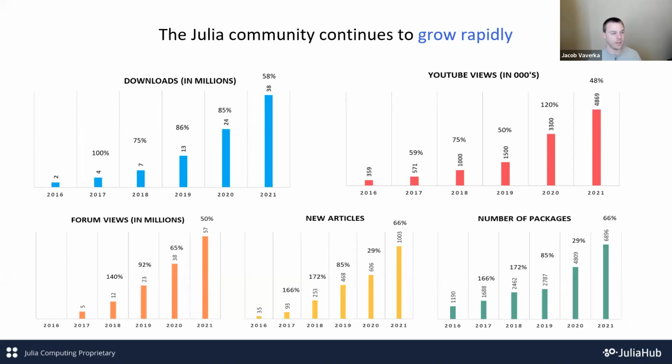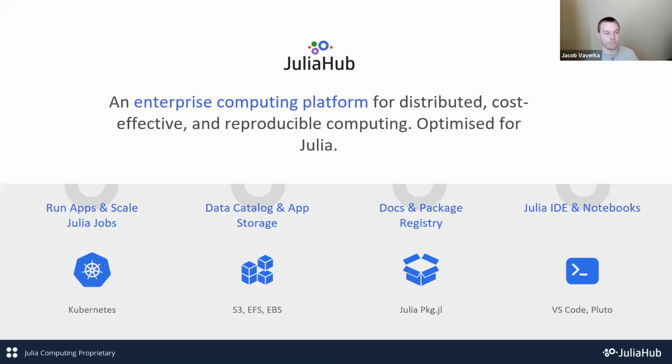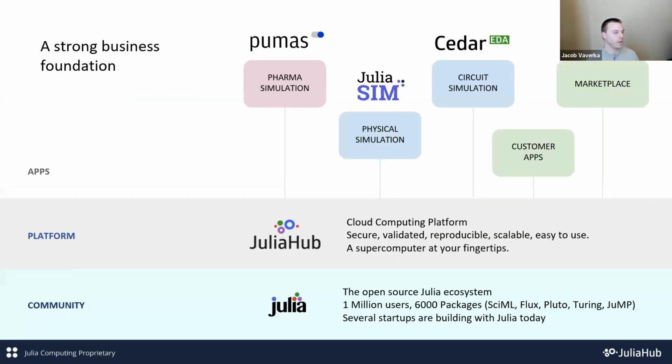Julia Computing. And the foundation of Julia Computing is JuliaHub, which is an enterprise computing platform for distributed, cost-effective, and reproducible computing. It's really designed to be the ultimate Julia development experience. And it provides an ability to frictionlessly scale to industrial problems. And we're going to be looking at an example of how we achieve that very soon.